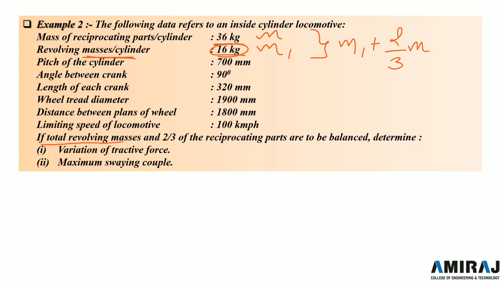Here the total revolving mass and 2/3 of the reciprocating mass are to be balanced, so we take the total revolving mass equal to m1 plus 2/3 of the reciprocating part or cylinder. Next it is given the pitch of cylinder, that is 700 mm, so that will be our L. Then the crank angle is 90 degrees.